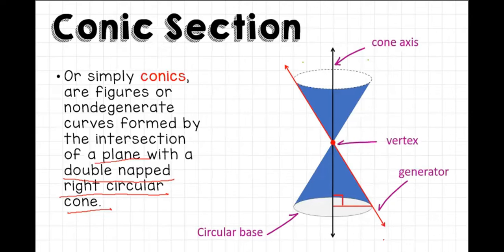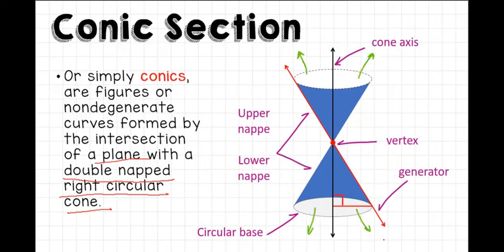Next is, of course, your vertex. This is the point that connects your two naps. Next is your upper nap and, of course, your lower nap. And since this is a double-napped right circular cone, it will have to extend indefinitely in both directions, up and down. So itong nakikita nyo dito is simply a portion of your double-napped right circular cone. Pero hindi pa yan lahat. It would extend infinitely in both directions.